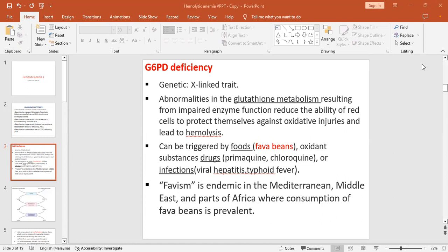G6PD deficiency in the Middle East is known as favism. It is endemic in the Mediterranean, Middle East, and parts of Africa where consumption of fava beans is prevalent.